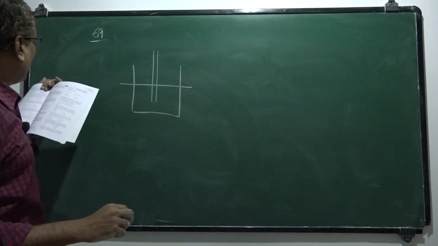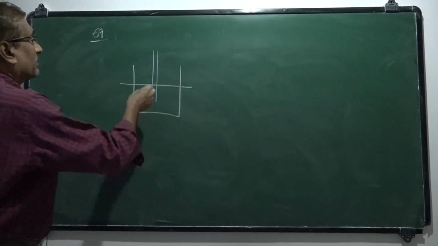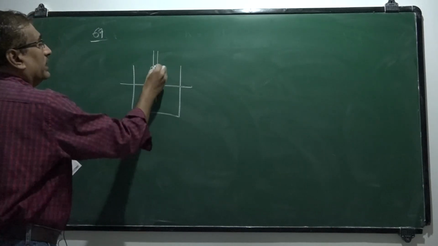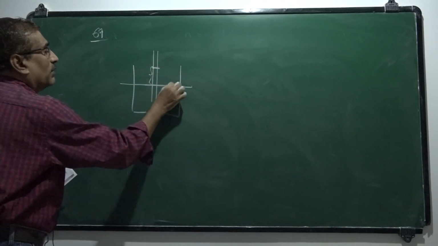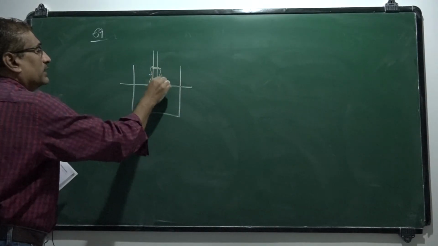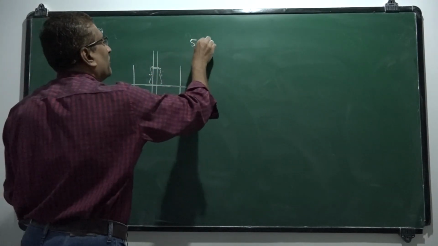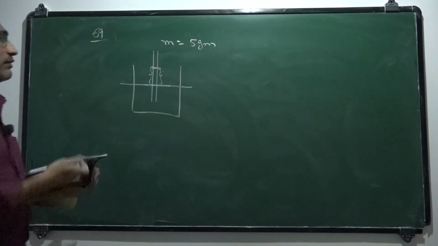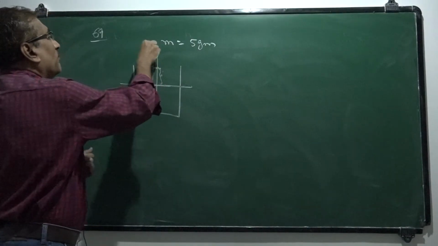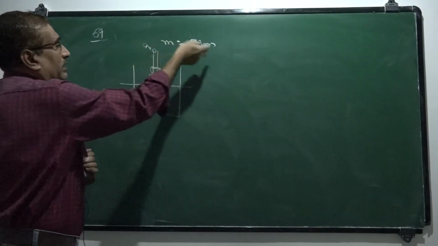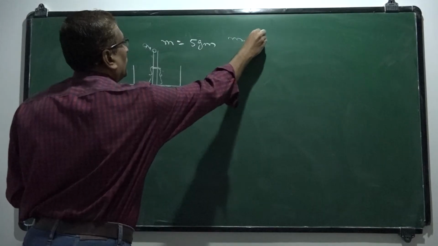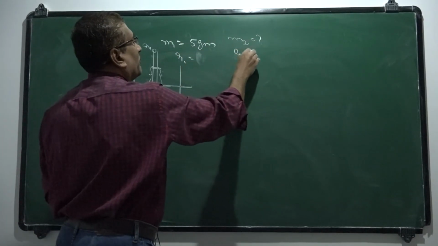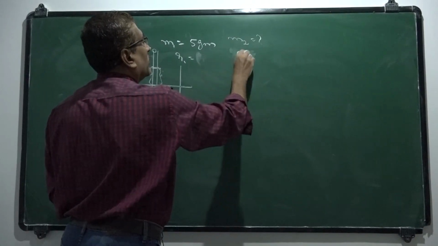the mass of water rises above the outside level. That means, suppose if water rises to this level, then the mass of the liquid in this column, that means from this outside surface to this surface, is given as 5 gram. Mass of the liquid is 5 gram. If the radius of the bore is doubled, then you have to find the mass M2 when it is R1, when R2 is equal to double the R1.